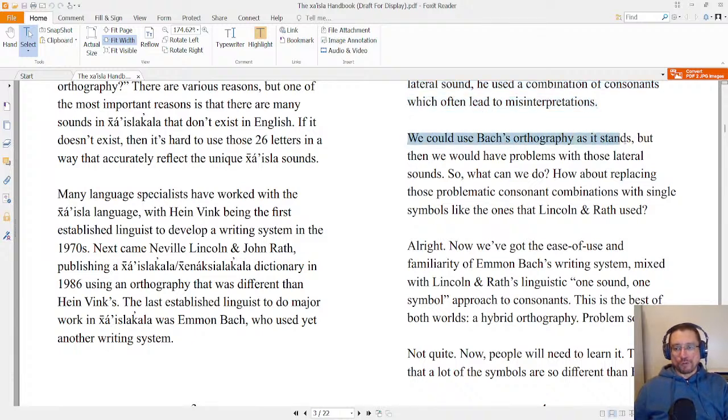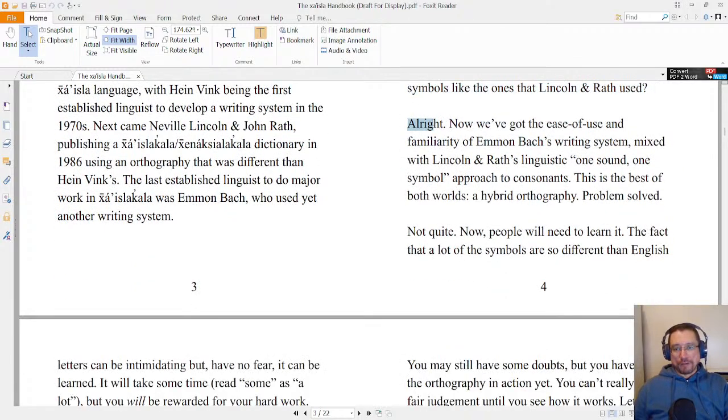So we could use Box orthography as it stands, but then we would have problems with those lateral sounds. So what can we do? How about replacing those problematic consonant combinations with single symbols like the ones that Lincoln and Rath used? All right, now we have the ease of use and familiarity of Box's writing system mixed with Lincoln and Rath's linguistic one sound, one symbol approach to consonants. This is the best of both worlds, a hybrid orthography, problem solved.